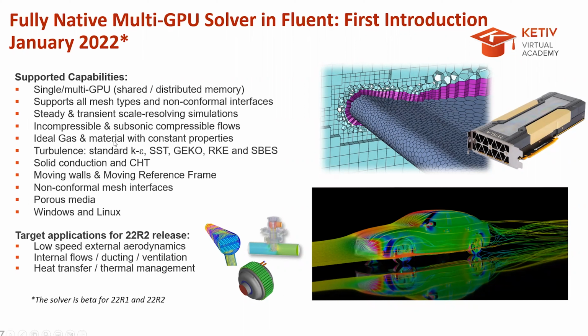Both steady and transient simulations can be done. You can do incompressible simulations as well, and then subsonic compressible flows as well. Constant properties for materials or ideal gas properties are supported in the native multi-GPU solver. And a lot of the turbulence models are covered as well, including RANS models like standard and realizable k-epsilon, generalized k-omega, or even LES simulations and LES hybrid RANS simulations as well. Solid conduction and conjugate heat transfer are also supported in the current multi-GPU solver.